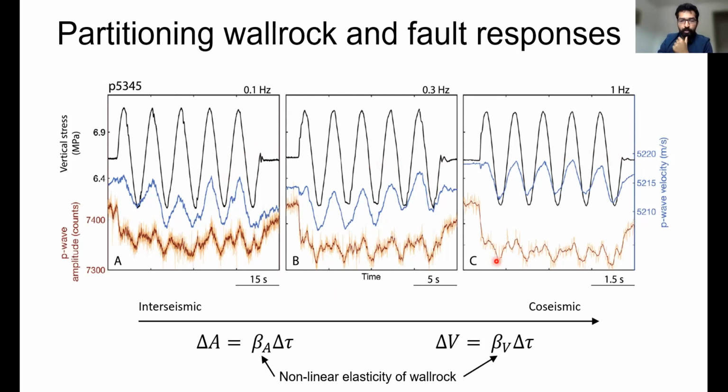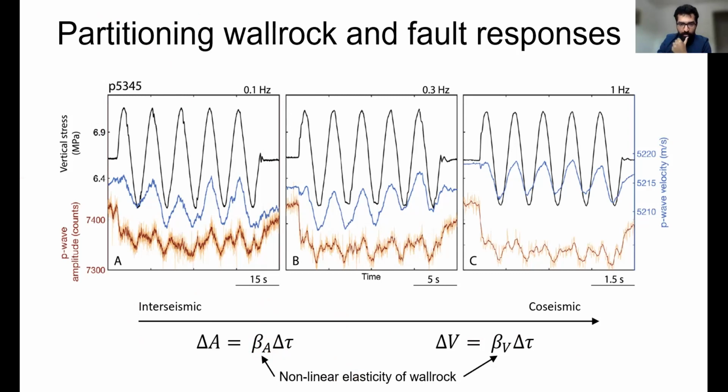What we can see visually, even to a first order, is that the P wave velocities are more sensitive than the amplitudes to stress variations in the bulk wall rock. And so using this data, we can calculate the stress versus velocity and stress versus amplitude relationships. And then using these calibration coefficients, we can calibrate our friction experiment by removing the effect of stressing experienced by the wall rock.